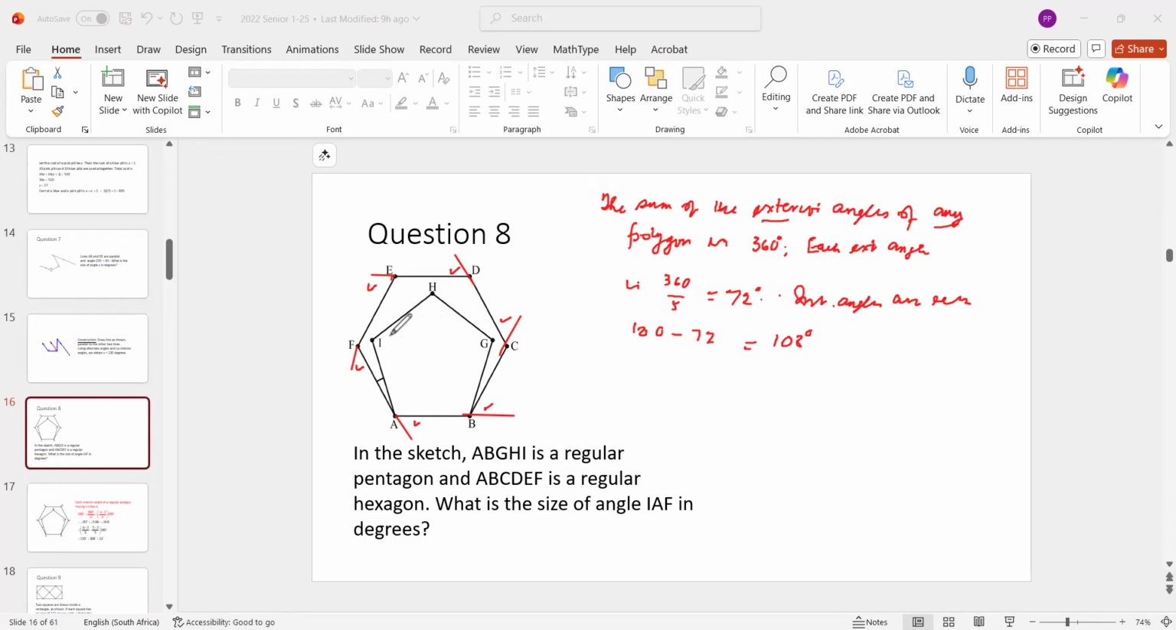Oh, wait a minute. This outside one is a 6-sided one. That's the hexagon. So I have to divide by 6. Sorry. The 6 angles: 1, 2, 3, 4, 5, 6. So you divide by 6. So it's not 72, but 60. And the interior angles are therefore 120.